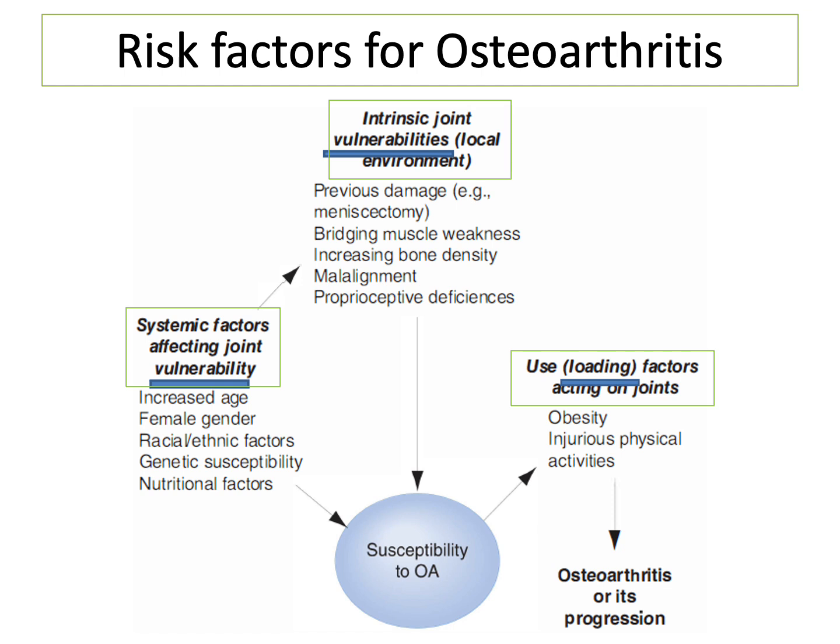How about the use of loading factors acting on joints? Obesity is a potent risk factor in the development of knee osteoarthritis. The development and progression of the disease is mediated mostly through the increased loading in weight-bearing joints that occurs in overweight patients. And injurious physical activities. Repetitive joint use, which can be due to either the occupation of the patient, so occupational joint use, or leisure time physical activities. For example, the patient loves running.